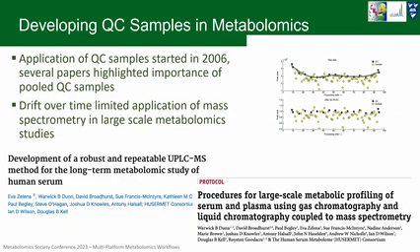So the development of QC samples in untargeted metabolomics was really quite a pivotal moment, and it started back in 2006. This was because the drift over time of mass spec really limited the application in large-scale metabolomics studies. And I've just included a couple of examples from this initial work, and these were really the processes that we now routinely apply in our workflow in Liverpool.